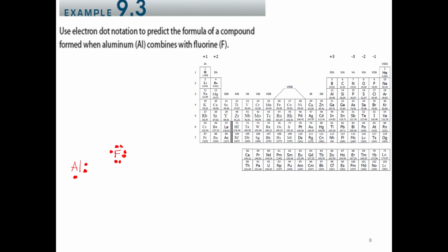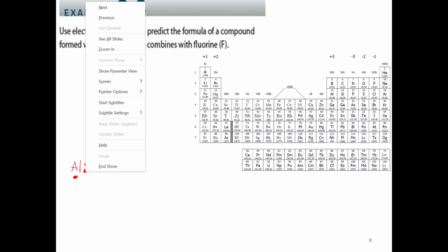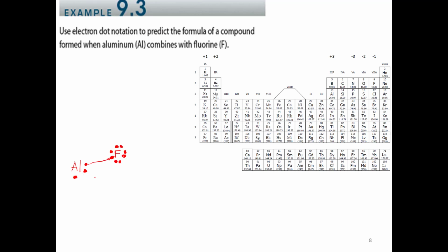Now let's see what happens if aluminum reacts with fluorine. If these two react, then aluminum will transfer 1 electron to fluorine. Now fluorine has 8 electrons in the outermost shell. Fluorine is stable. But what happened with aluminum? Aluminum is not stable because aluminum has 2 more electrons that need to transfer. Then we need another fluorine. And we will do the same.